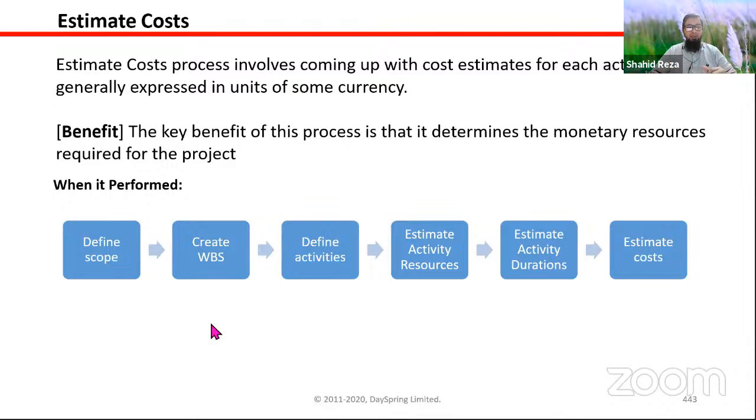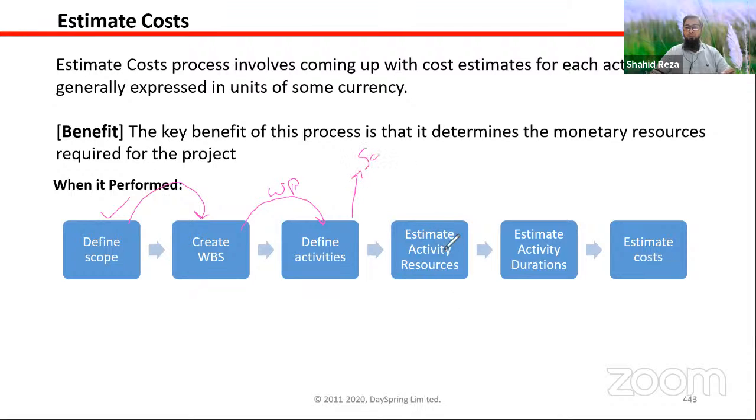So the sequence will be like this. In define scope, we have identified the WBS, right? That we have defined the full scope. Then we have created the WBS, right? Then we have broken down the WBS into activities. In the middle, there will be work packages actually. So in the WBS, we'll get work packages and we will break those work packages into different activities. We did that in the schedule chapter, right?